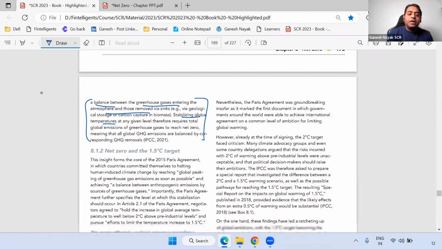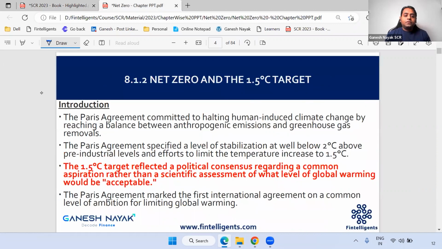Now, the next part is the net zero and 1.5 degree target. So we have also heard about the 2 degree temperature target and the 1.5 degree temperature target. What is the discussion between them is being explained in this next section. If you go to the next section, the first part.